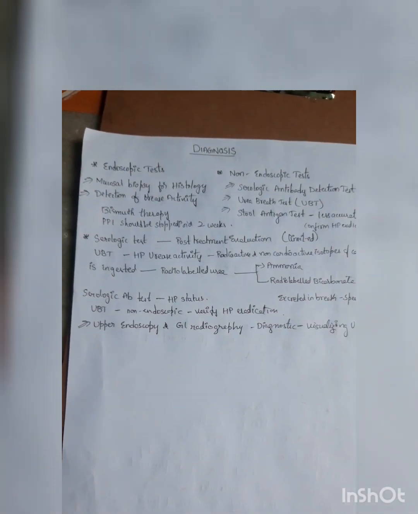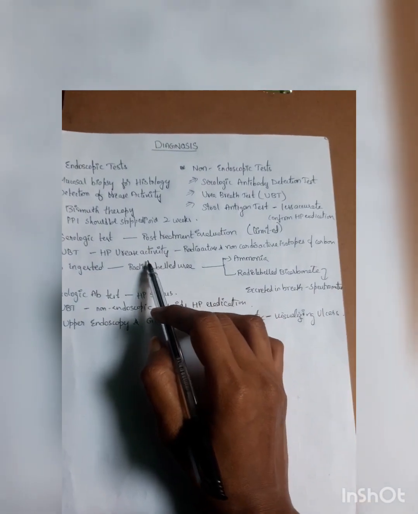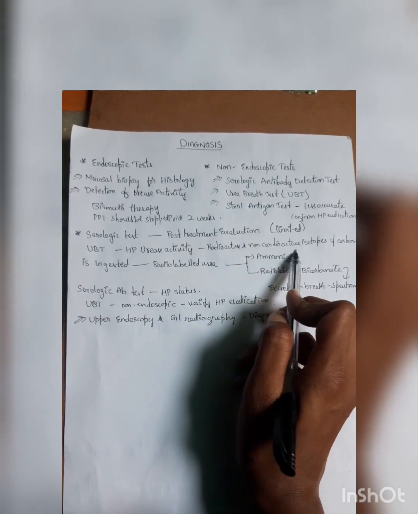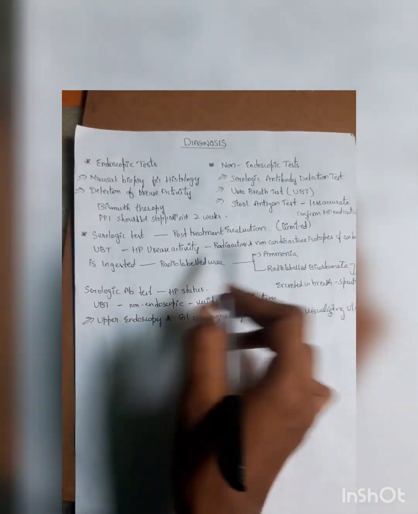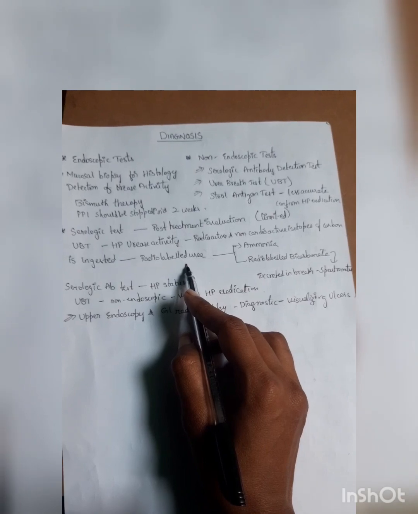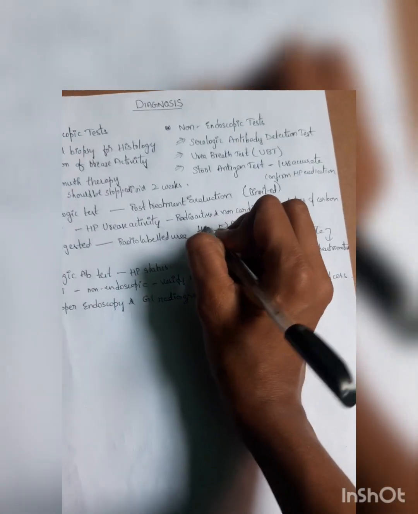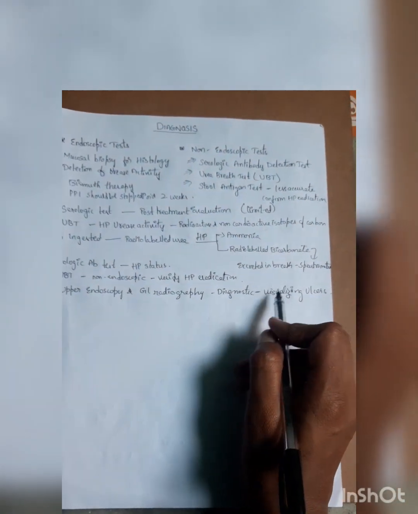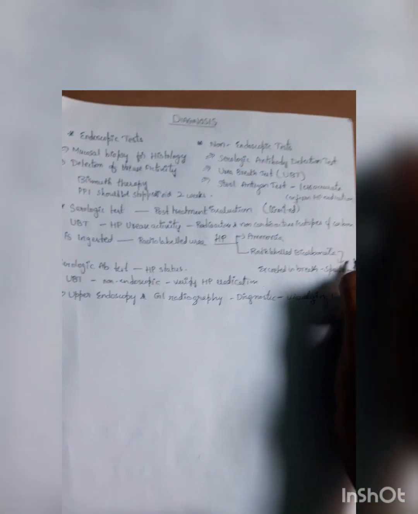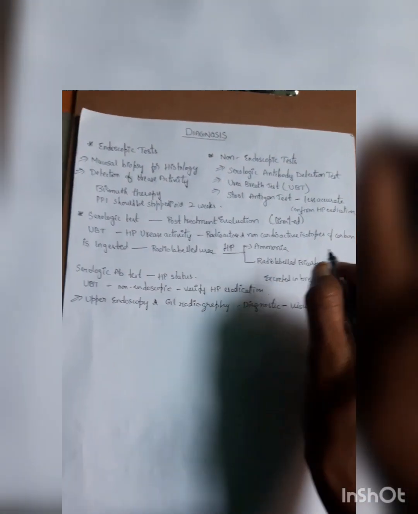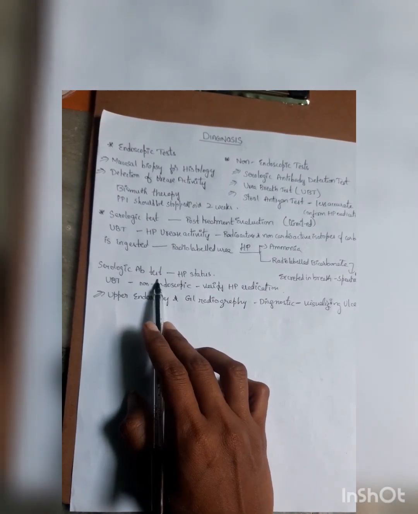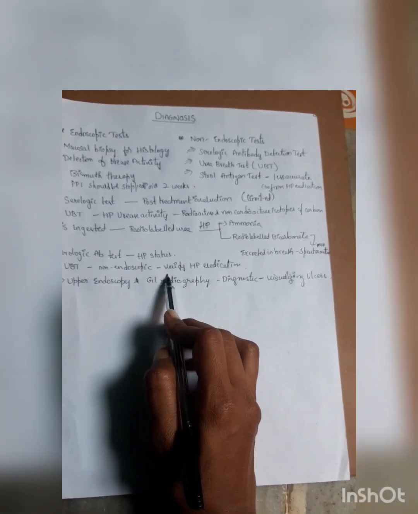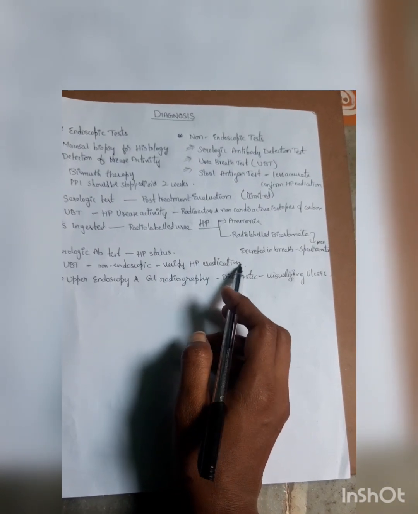UBT means urea breath test. This is used to check the HP urease activity. In this test, radioactive or non-radioactive isotopes of carbon are ingested. Radiolabeled urea in the presence of HP is converted to ammonia and radiolabeled bicarbonate. This is excreted in the breath and is measured by mass spectrometer. Serological antibody test is used to check HP status. UBT is a non-endoscopic test used to determine HP eradication.